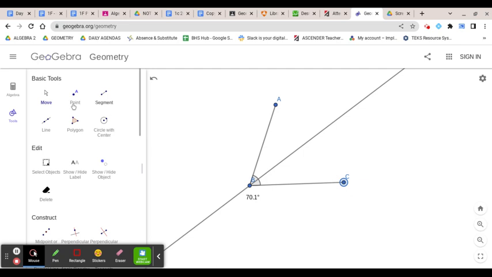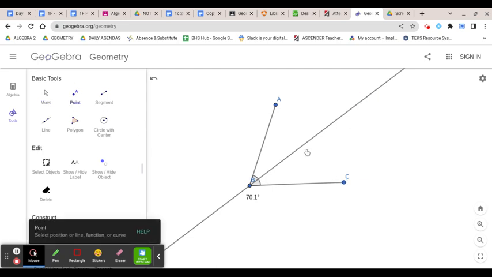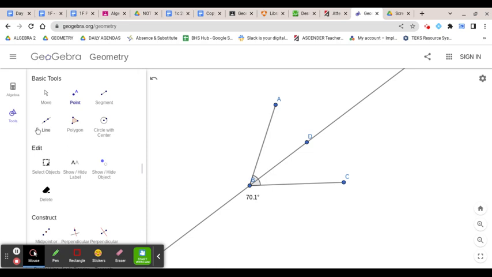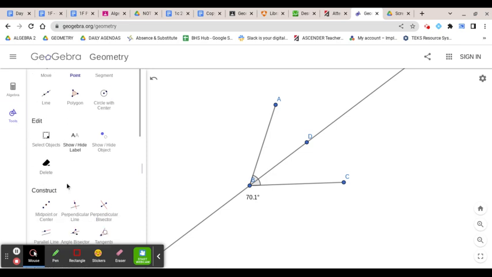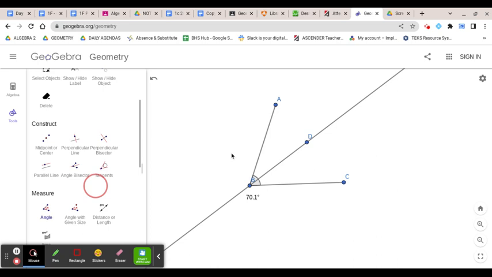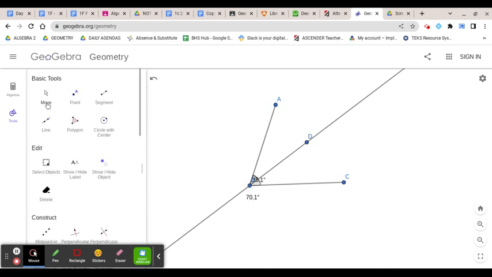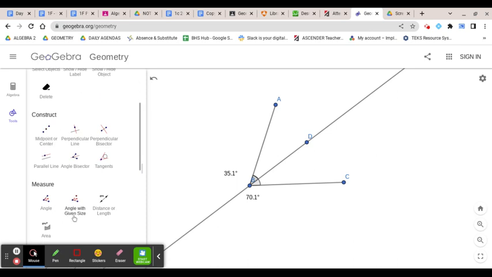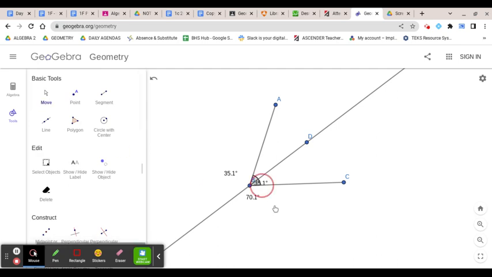Okay, and then we'll put a point up here. And then we'll measure each of our little individual angles. So we have measure angle ABD, which is going to be 35.1. And then we can measure angle CBD, 35.1. All right, so these two little angles in here are the same, and they add up to this angle.